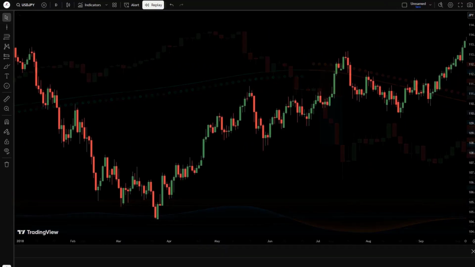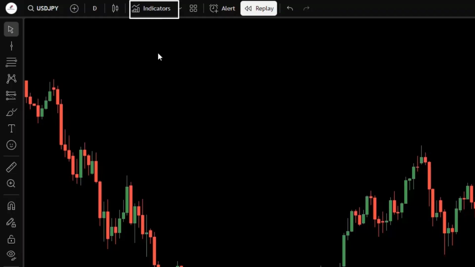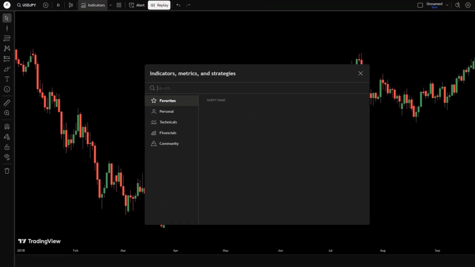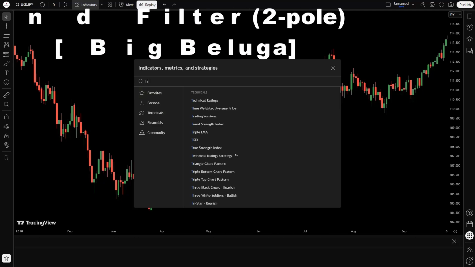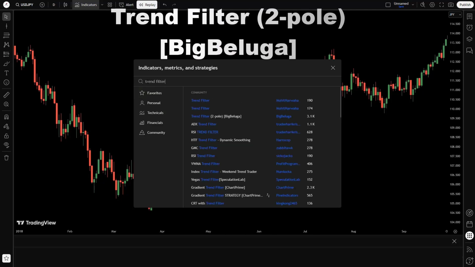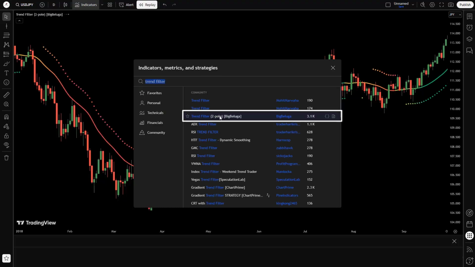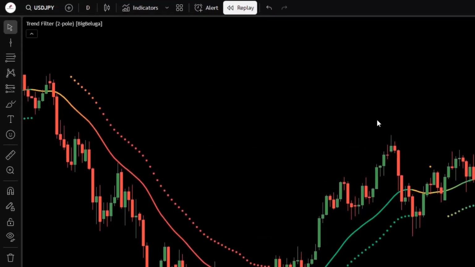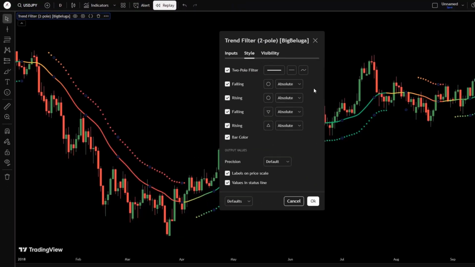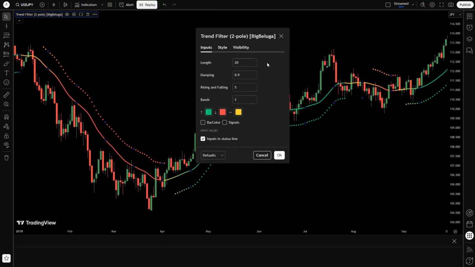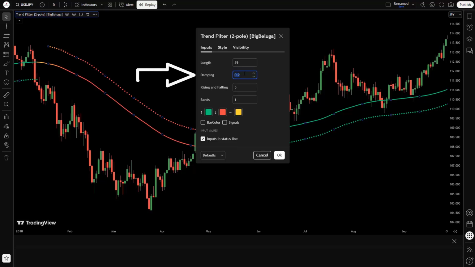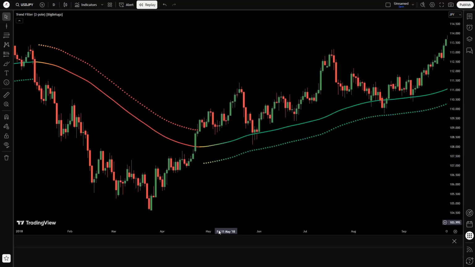So let's get started. First of all, we will click on the Indicators tab. Here in the search box, search Trend Filter 2-Pole Big Beluga. Now add this indicator to the chart. Now click on the settings icon of the Trend Filter indicator. Tap on Inputs. Change 20 to 39 in length. Change 0.9 to 1. Change 5 to 2 in rising and falling. Now click on OK. Now let's know how to use this indicator.